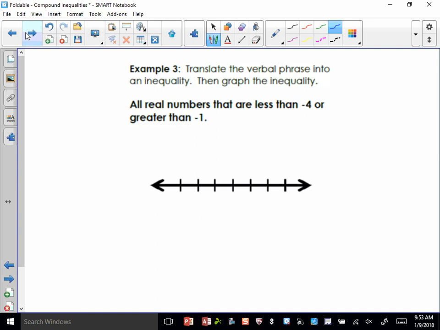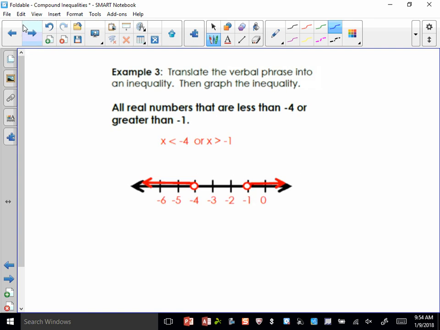All right, so let's take a look at this one. This is translating again: all real numbers that are less than or equal to -4. Now we're actually turning the table a little bit, and now you see the word or. Or greater than or equal to -1. For or statements, this is how it translates: X is less than -4, or X is greater than -1.